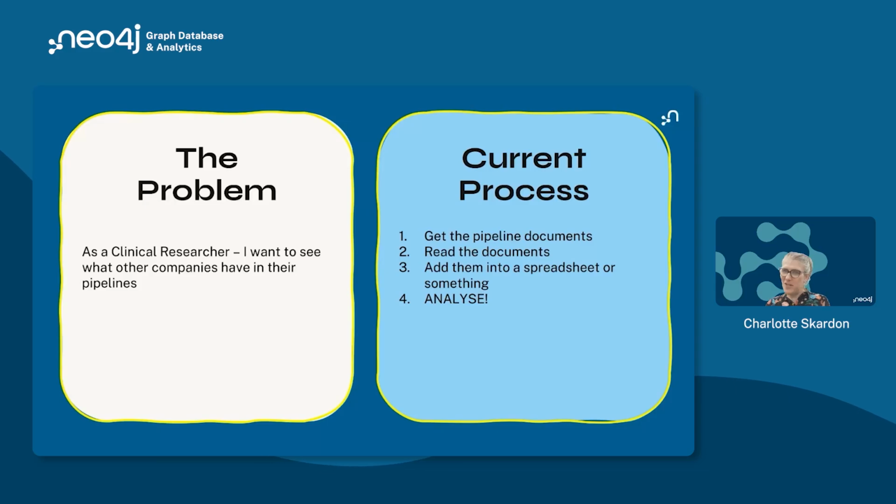The current process for that is I go to all of the companies, I get all their pipeline documents, and then I read all those documents. There are a lot of documents. None of those documents are in the same format. I then take all the information I got from them, and maybe I put it into a spreadsheet because I'm old school, or maybe I put it into something new and snazzy, like a notebook, who knows.